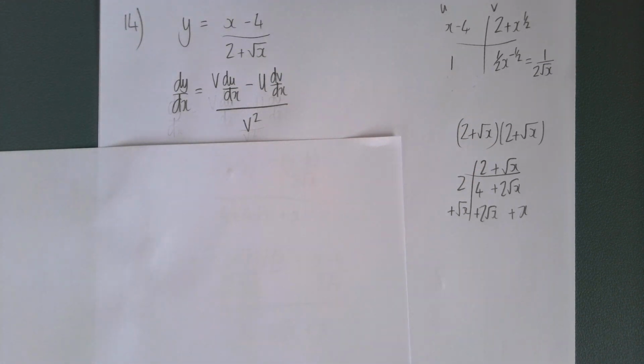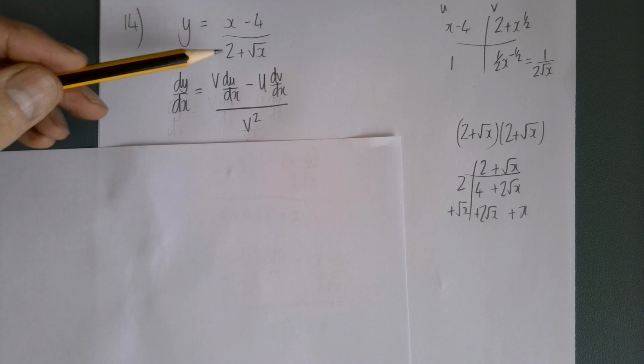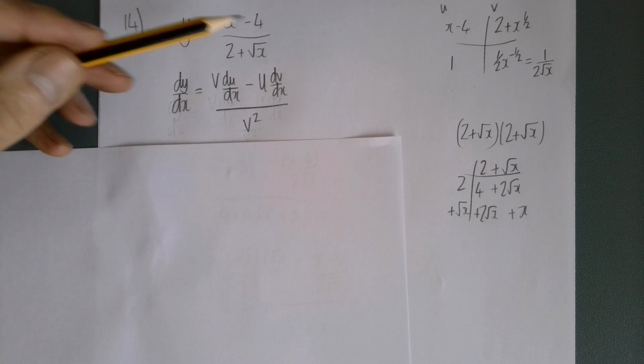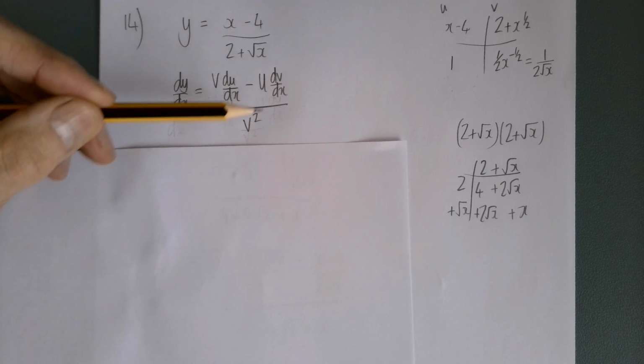Okay, so this is question 14 on the 2021 Pure Paper 1. It's a quotient rule question. So we recognise that we're being asked to differentiate something that's one function divided by another. It's not two things over one thing, so I can't separate it. So I'm going to use quotient rule.